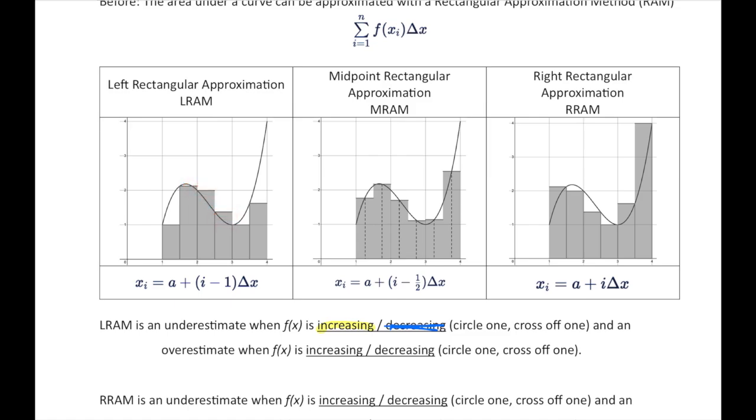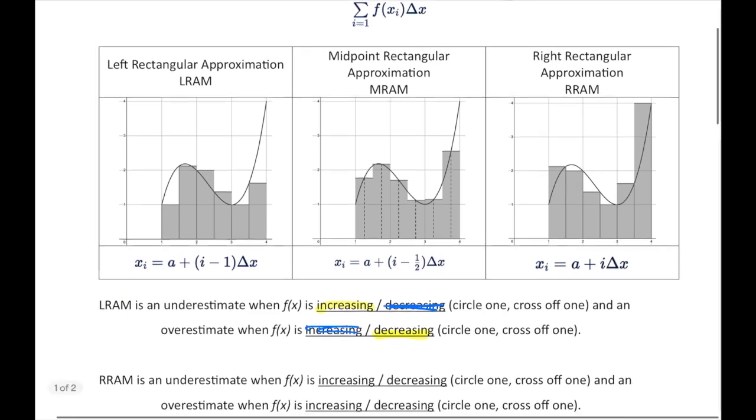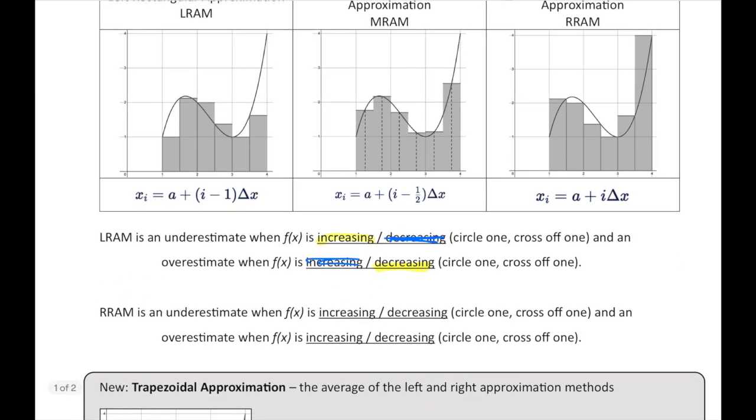So we have an overestimate when our function is decreasing, and we can see how that's the opposite. So that's our left rectangular. You can figure out what's going to happen for the right. Fill that in for yourself.